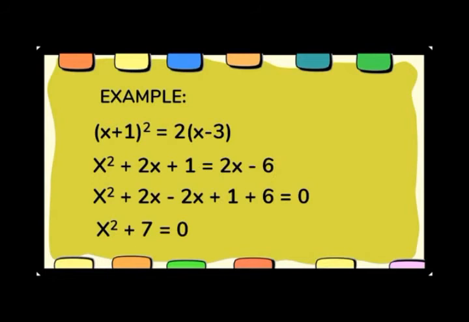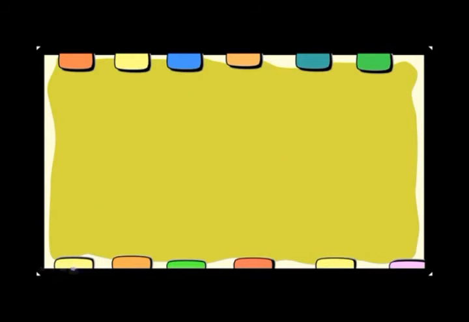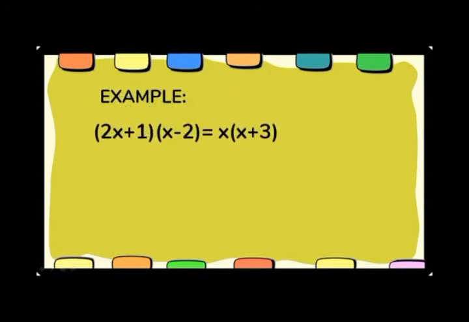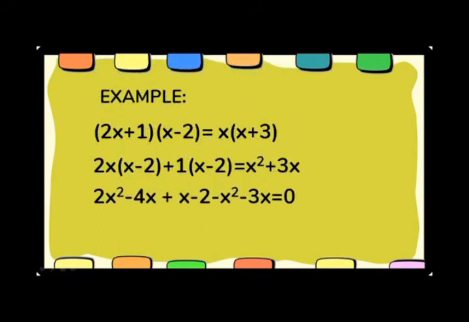Now this is a quadratic equation as the degree of this equation is 2. In example number 2, the equation given to us is 2x plus 1 into x minus 2 is equals to x multiplied by x plus 3. So on simplifying this equation, we get x squared minus 6x minus 2 equal to 0, which is again a quadratic equation as it is shown here.